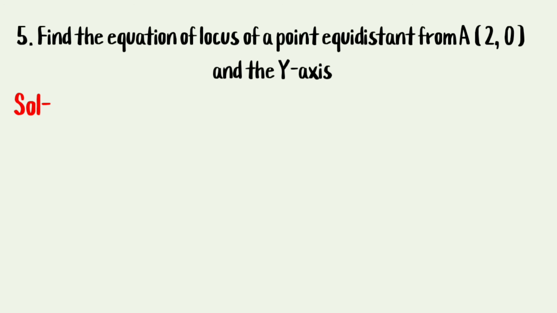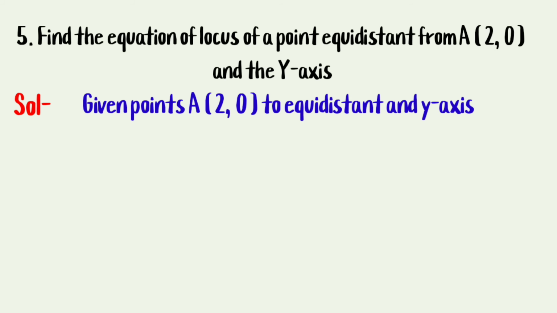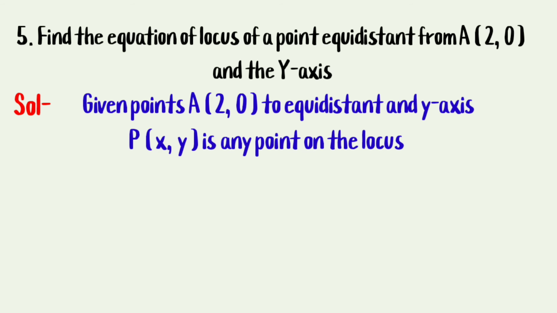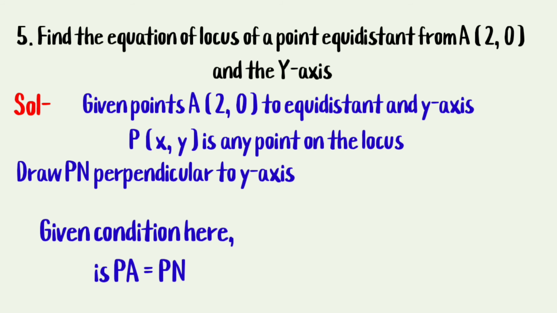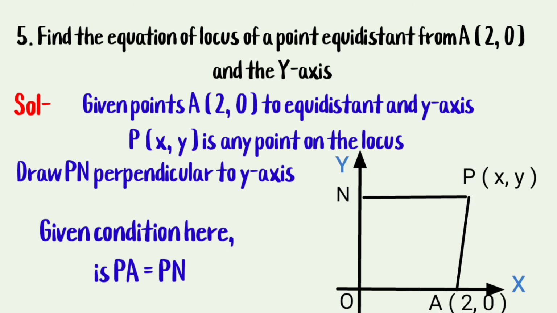Okay, the next one, the fifth question. Find the equation of the locus of a point equidistant from A (2, 0) and the y axis. The solution: the given points are A (2, 0) and the y axis, and the point is equidistant. P (x, y) is any point on the locus. Draw PN perpendicular to the y axis. So here the given condition is PA is equal to PN. Here the coordinates are A (2, 0) and P (x, y). So here PN is equal to x, and we find the distance PA.